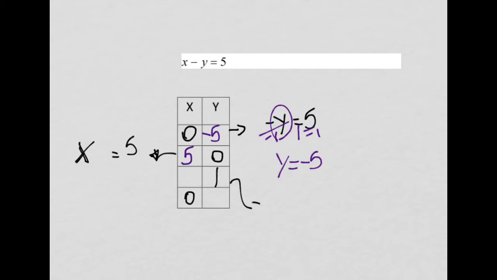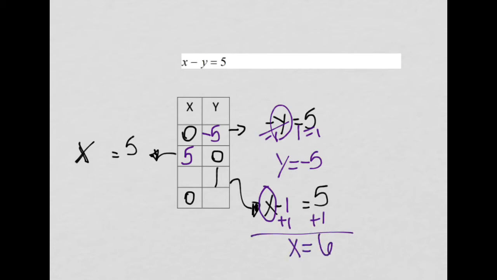Then I'm going to come down here and do the same thing. X minus y equals 5, but instead of y, it tells me that y is going to be a 1. So I'm going to erase the y, and I'm going to plug in a 1. Circle what I'm solving for. I must add 1 to both sides. X equals 6. Like that.